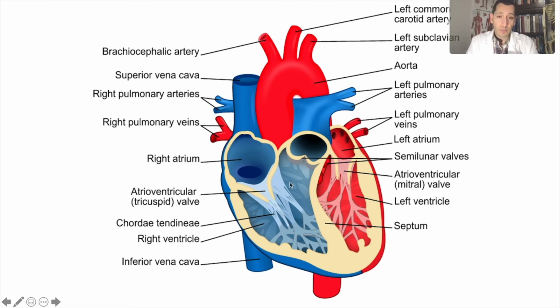Notice also one more thing I just wanted to point out. These valves have these tendinous cords, these chordae tendineae, because these valves are so large. The semilunar valves don't need them. The pulmonary valve and the aortic valve don't need those cords because they're not as big as these two here.